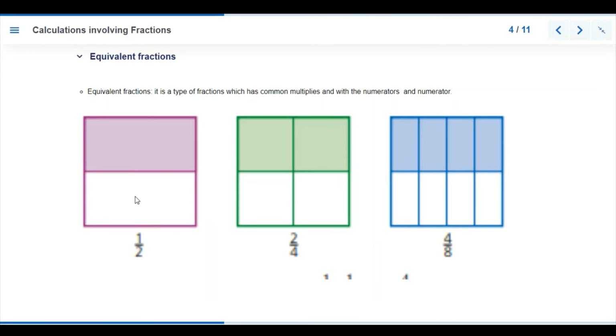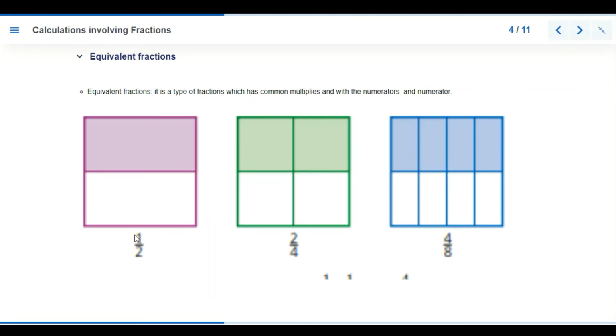If you look at this shape, it is divided into two. So the unshaded part, that is 1/2. This shape is divided into 4, and we have two shaded parts. So that gives us what? 2/4. And this shape here is divided into 8, and we have 4 shaded parts, which gives us what?